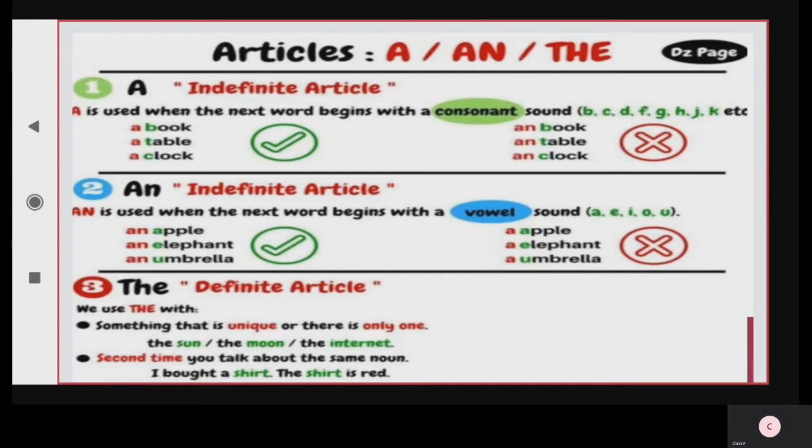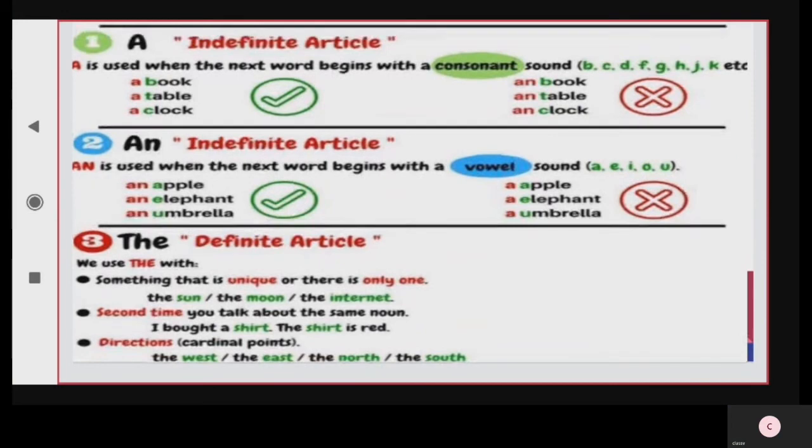Second time, when you talk about the same noun. The is used when people speak of a person, a place, or a thing already mentioned, or things or persons in a situation. Example, I bought a shirt. The shirt is red.